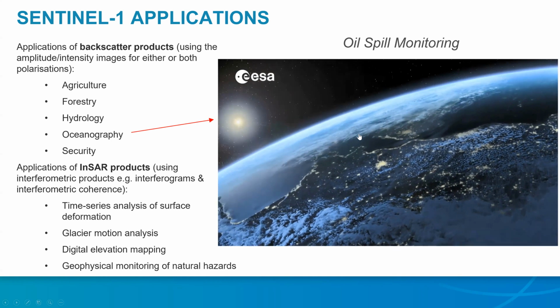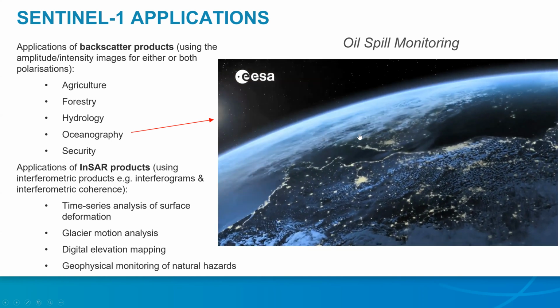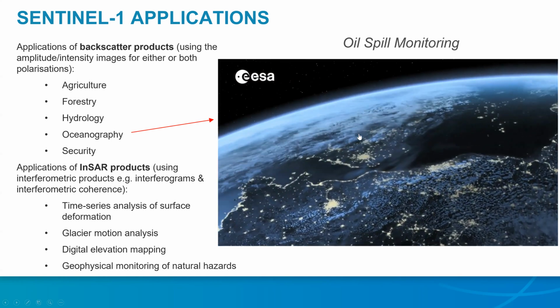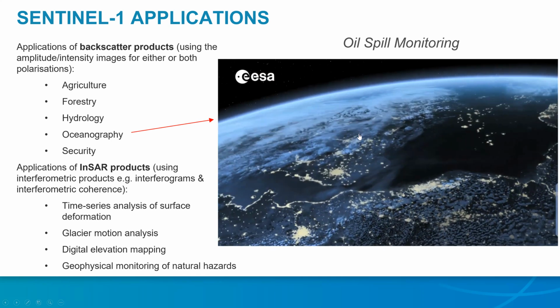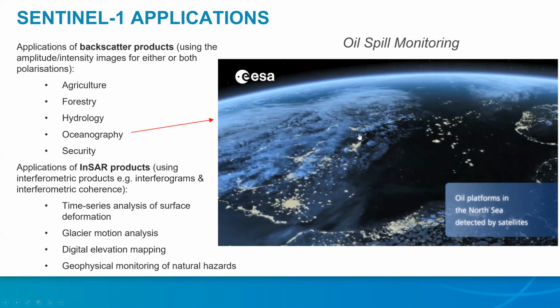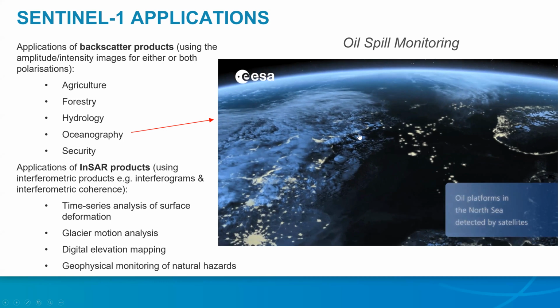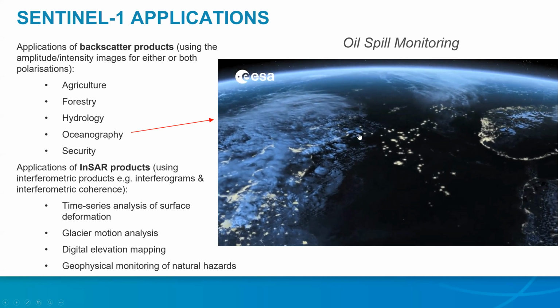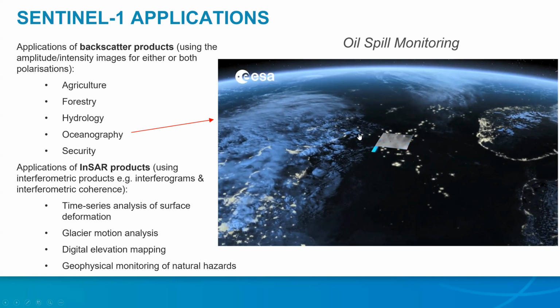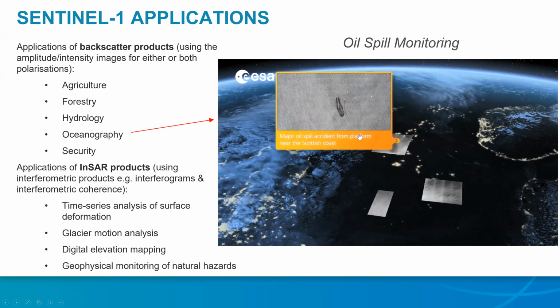So this video is a global example of a backscatter oceanography application. Usually the ocean is very calm and appears as uniform intensity in the radar backscatter measurements. So anything unusual, like these oil spills, shows up very clearly, which demonstrates that Sentinel-1 is suited to this kind of detection.